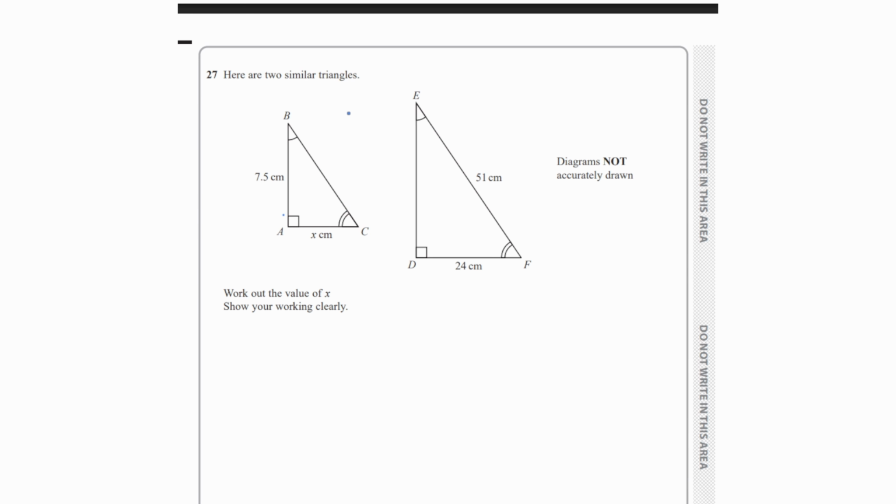So question 27, here are two similar triangles. So we've got ABC, the bottom length there is X, AB is 7.5, and we've got this other length here. Work out the value of X, show your working clearly. So they've given us this length AB on the triangle on the left, but they've not given us the corresponding side on the triangle on the right, so we'll want to work that out. What we know is that the ratio of this side to this side, so that's X over 7.5, is going to be equivalent to the corresponding ratio on the other triangle, so this side over this side.